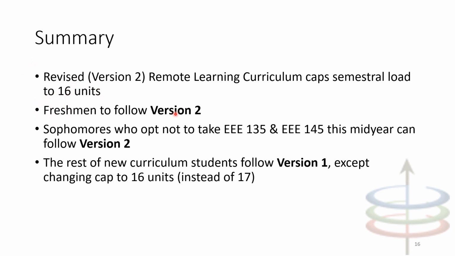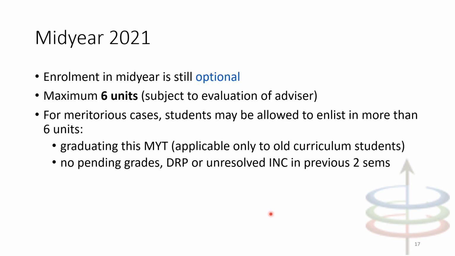Current freshmen would be following version 2. Sophomores who would opt not to take 135 and 145 this mid-year may do so and follow version 2, while the rest of the new curriculum students will be following version 1, possibly a revised version, applying the 16 units cap.